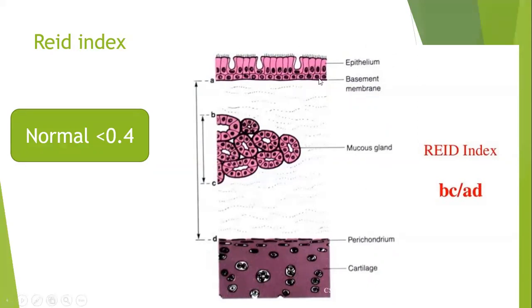Okay, so when there is chronic bronchitis, as I told you, there will be hyperplasia of the submucosal glands. So obviously your BC distance will increase. In a normal patient, this Reid index is less than 0.4. But in a patient with chronic bronchitis, this BC distance increases, so obviously the Reid index will increase. The Reid index will be more than 0.4 in a patient with chronic bronchitis. Next slide.